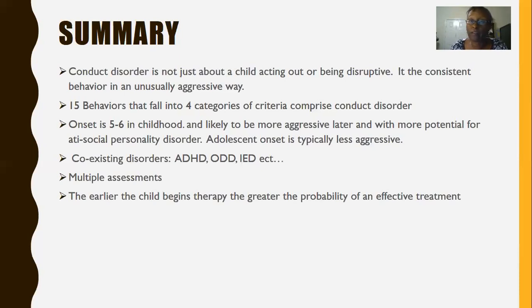Onset is typically 5 to 6 in childhood. And this is where you will see your most severe behavior patterns when it falls in these younger children. They are more likely to be more aggressive with more potential for antisocial personality disorder. The adolescent onset type of conduct disorder is typically less aggressive, and you see more patterns with their friends and their choices of friends.